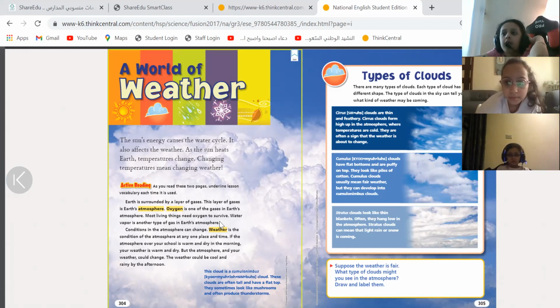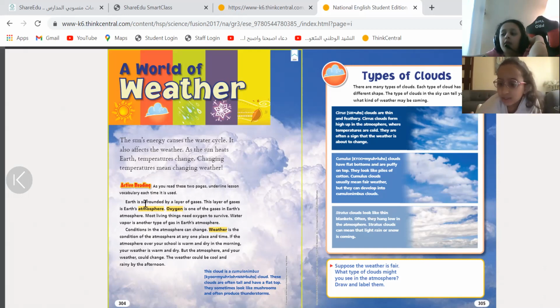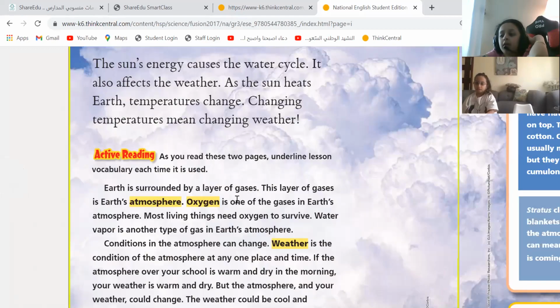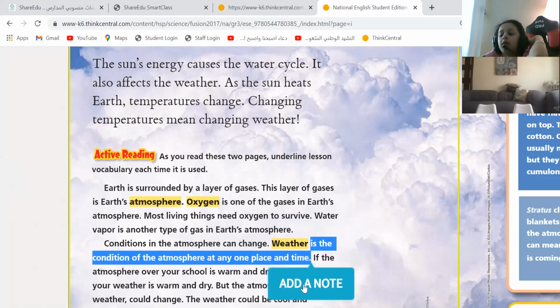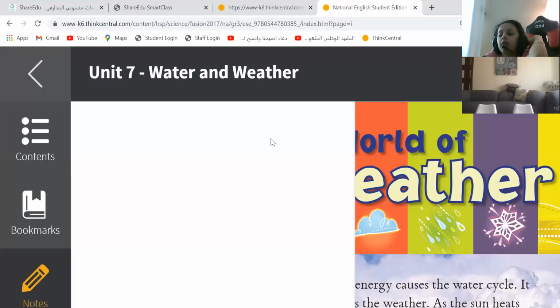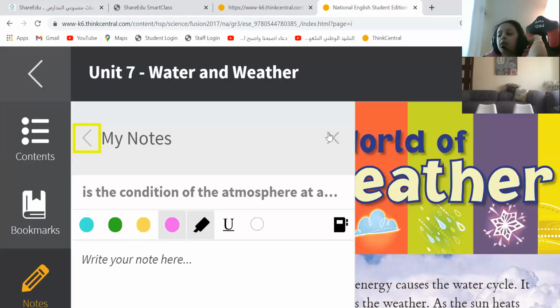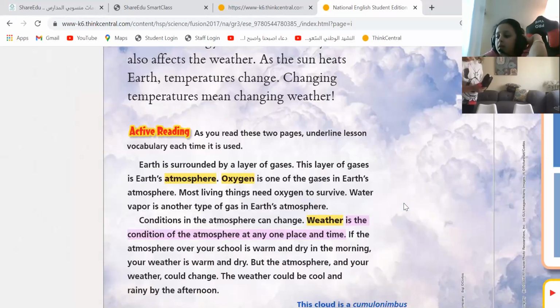Okay. So, what is the atmosphere? It is a mixture of what? The word atmosphere, it is a mixture of gases. And it includes something we breathe. What do I call it? Oxygen, very good. When something changes in this atmosphere, we call it weather. So what is the weather? Weather is the condition of the atmosphere in a certain place and a certain time. So you need a place and a time and the condition of the atmosphere, and then we call it weather.